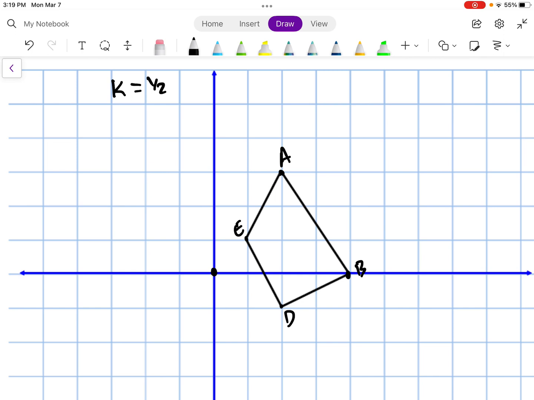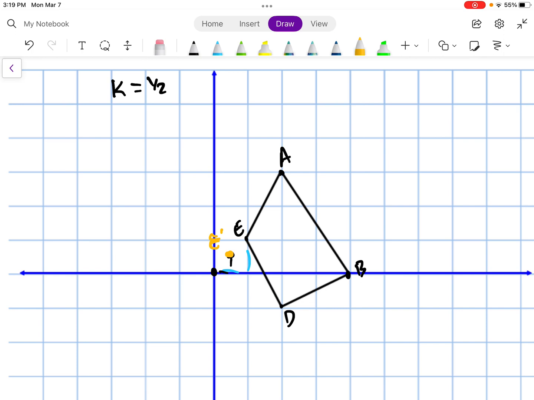Okay, so I start from my center of dilation. In the original shape, I go over 1 and up 1 to get to E. So if I multiply that by a half, I'm going to go over a half and up a half. Let's put my point E. Let me do a different color here. We'll do an orange. So my new point E is going to be right there.